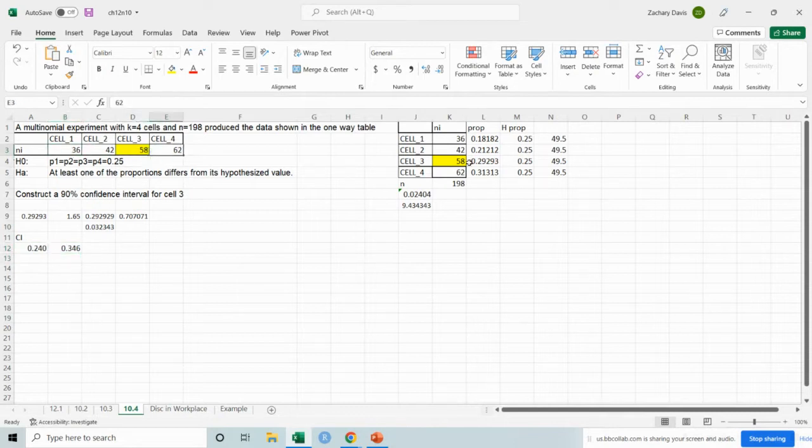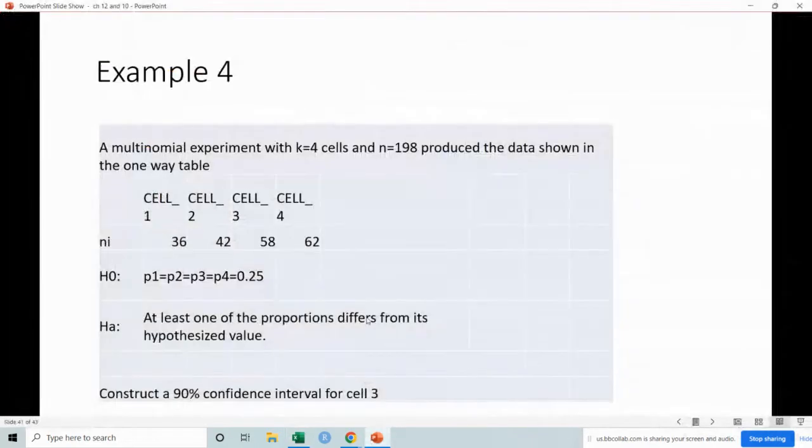So when you use this calculator, all you need to change is these values here. But that's for a one-way contingency table.